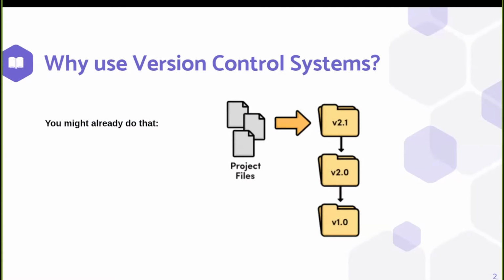Okay, so why would we use a version control system? Because you might already do that, like renaming your files and folders with different version names so that you can find them easily. But that is not ideal, because the problem with that is that you might, for example, mislabel a file with the wrong version name, or overwrite maybe a file that you wanted to keep, and these changes will be very hard to track. So if you make a mistake, it's kind of hard to keep track of it and recover the older versions.